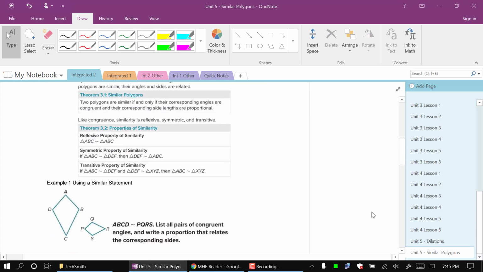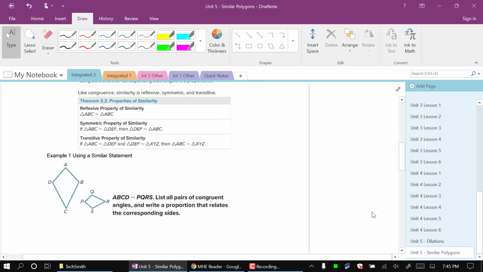We have 2 theorems here, similar polygons and properties of similarity. So we're going to take a look at example 1. It says, using a similarity statement, we have ABCD is similar, and that's what this little squiggly symbol means, similar, to PQRS. List all pairs of congruent angles and write a proportion that relates the corresponding sides.